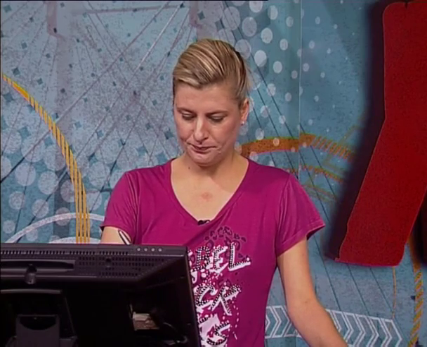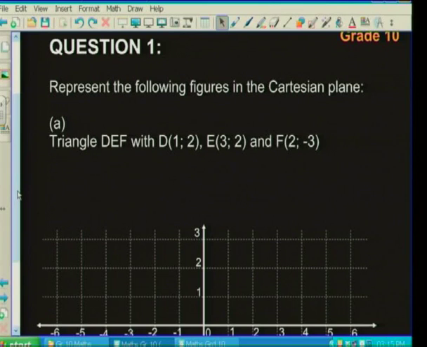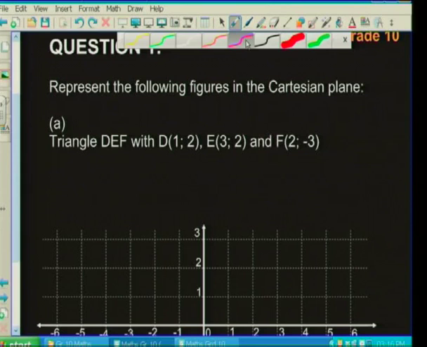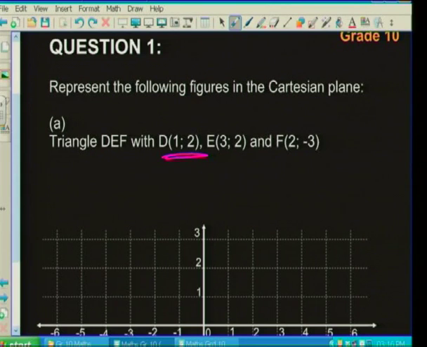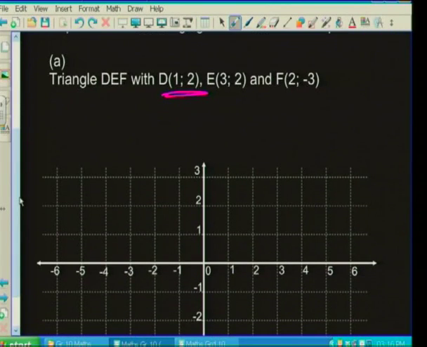Okay, so let's have a look at our first question. Typically, this is what we need to be able to do. Represent the following figures in the Cartesian plane. So all we have to do is plot these points, and let's do it. The first point is the point D, where x is 1 and y is 2. So x is 1, y is 2 over there, and that is point D. We can put the coordinates in. X is 1, y is 2.